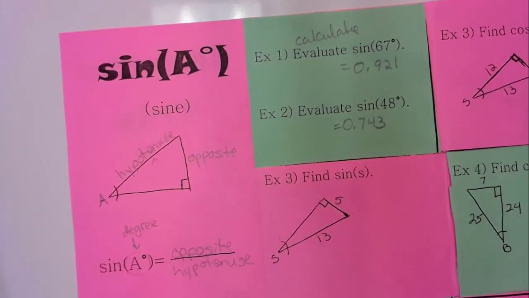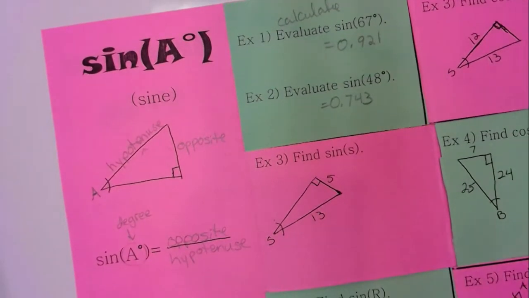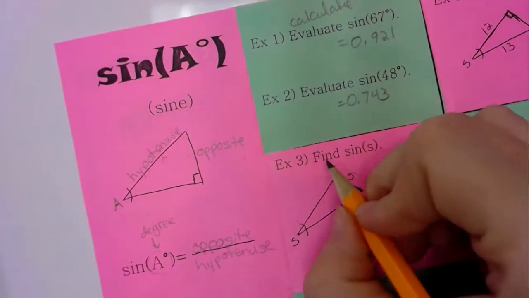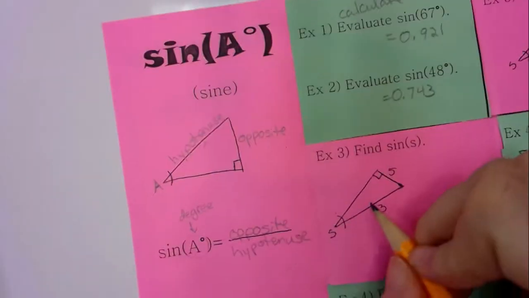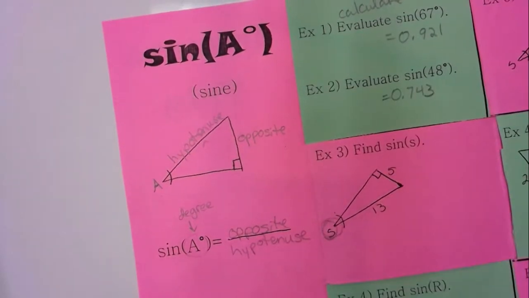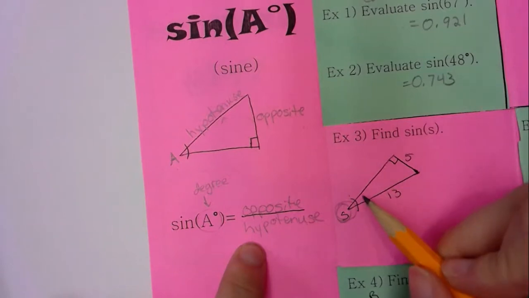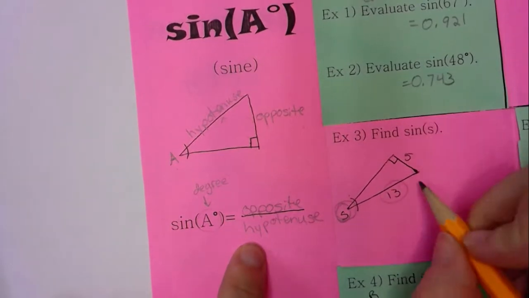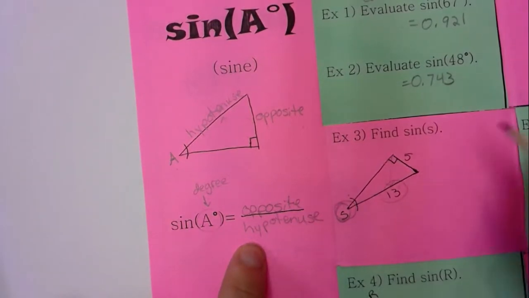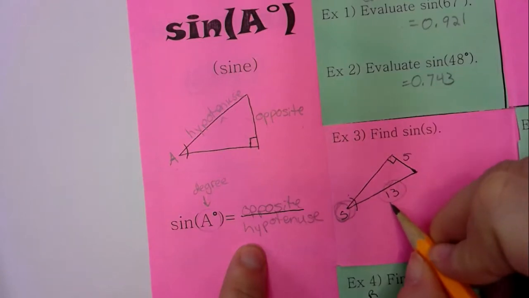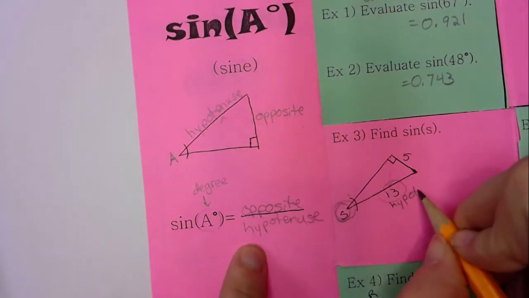All right, so that's doing it with a calculator. Now, let's say we have a triangle already. We already know the side lengths. So to find the sine of angle S, here's angle S, I need the opposite side and the hypotenuse. Well, the hypotenuse is obviously 13 because it's across from the right angle, and it looks like it's the longest side. So this is the hypotenuse.